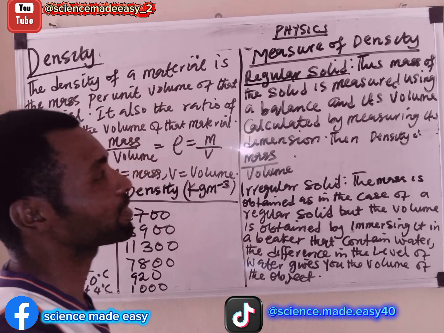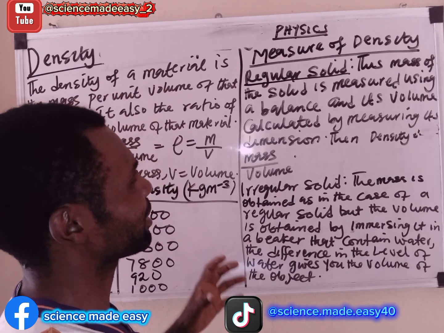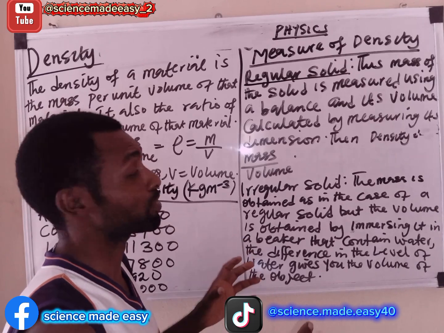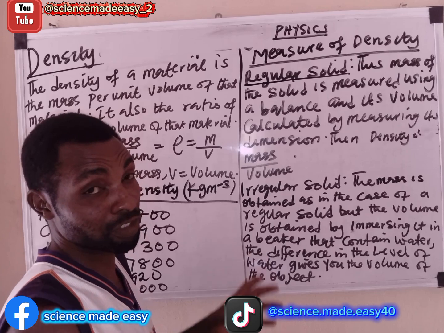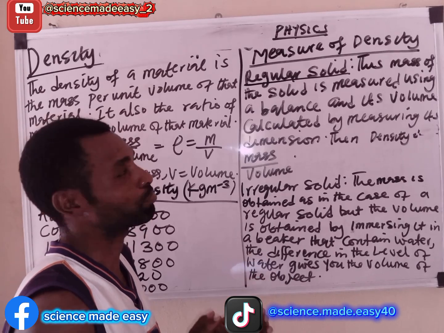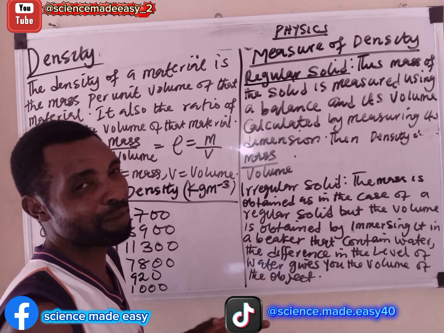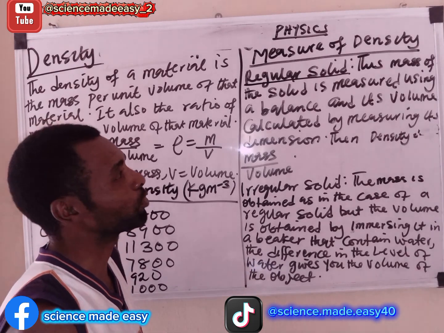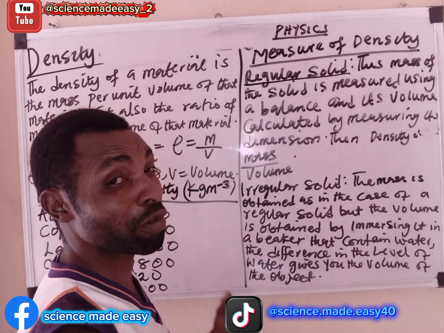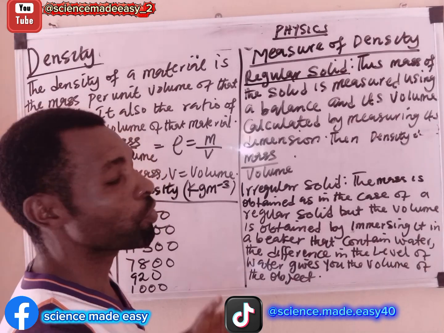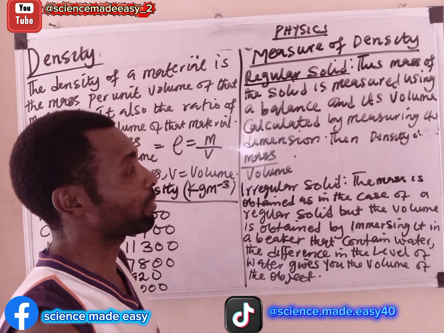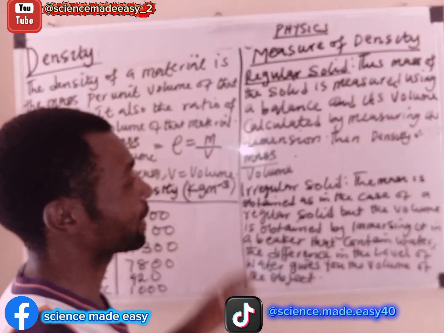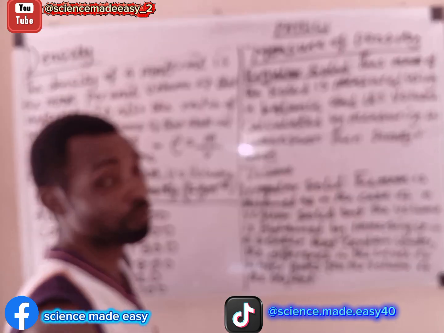The measuring of density. When we come to how densities are measured, we are going to consider regular solid and irregular solid. You know that a regular solid is a solid that has a regular shape, in which you can measure the dimensions easily and calculate the volume. So for us to measure the density of a regular solid, we just measure the mass and also measure the dimensions. From the dimensions, we can calculate the volume, and that is why the density is mass over volume.